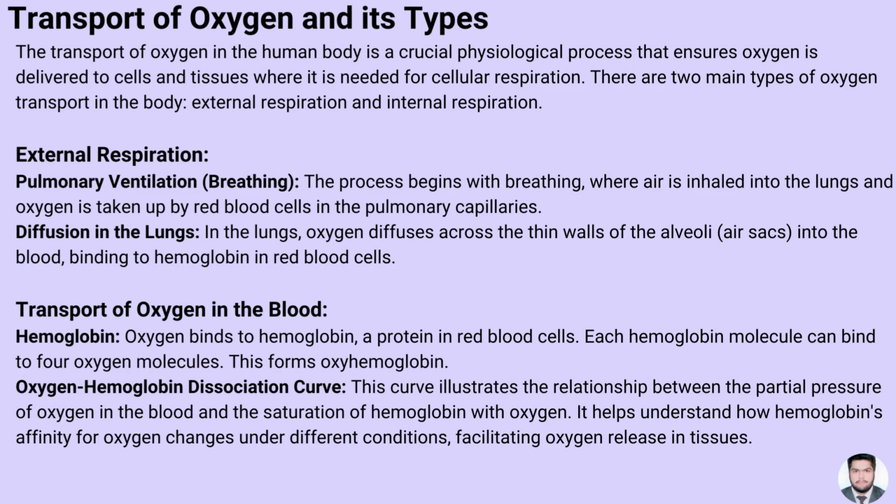Oxygen hemoglobin dissociation curve. This curve illustrates the relationship between the partial pressure of oxygen in the blood and the saturation of hemoglobin with oxygen. It helps understand how hemoglobin's affinity for oxygen changes under different conditions, facilitating oxygen release in tissues.